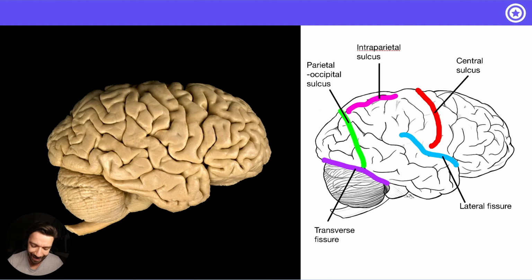Next up, we're going to have that fissure, which I just mentioned. It's going to be that lateral fissure, and it's going to be found on that superior border of the temporal lobe, and it separates the parietal, frontal, and the temporal lobes.